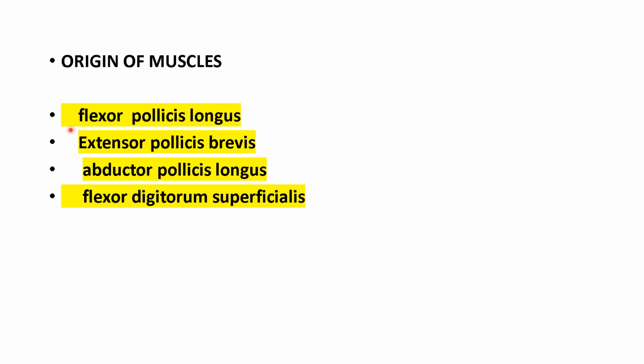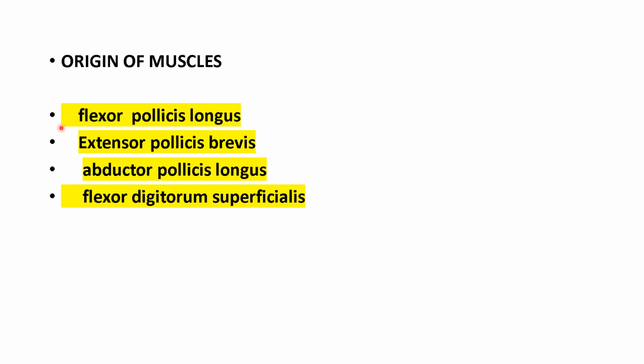Flexor pollicis longus, extensor pollicis brevis, abductor pollicis longus, and flexor digitorum superficialis: all these muscles originate from the radius bone. The first three muscles are inserted into the thumb, and flexor digitorum superficialis is inserted into the digits. Later you will study it in detail. At this stage, you just have to memorize that these muscles originate from the radius bone.